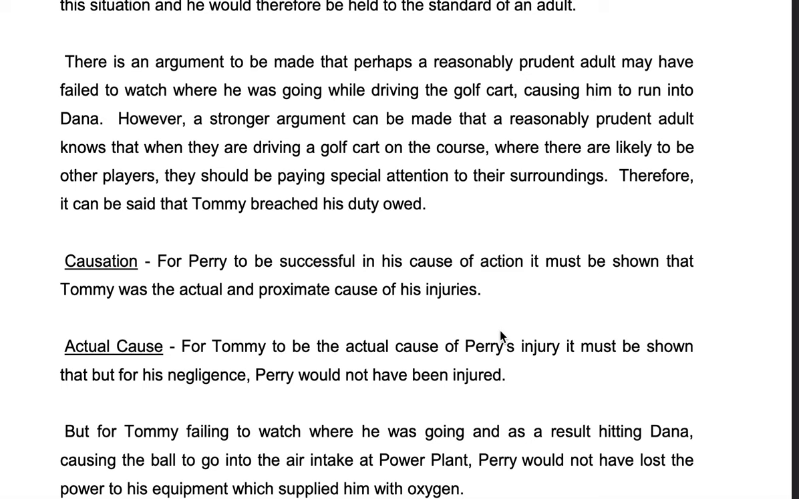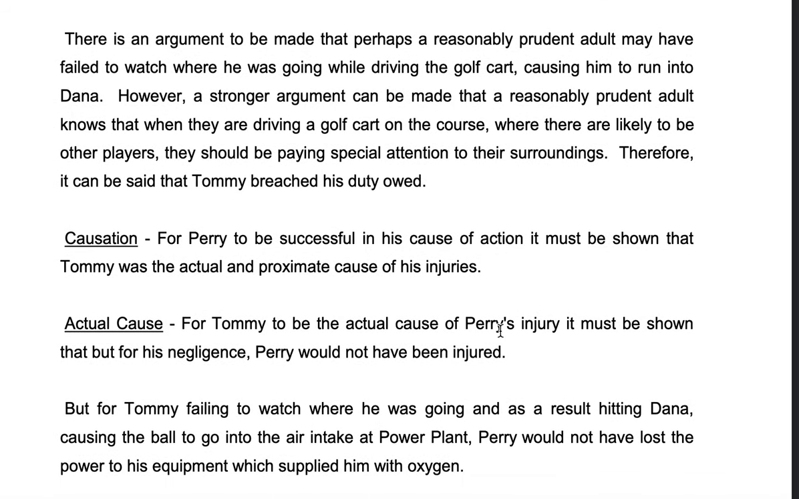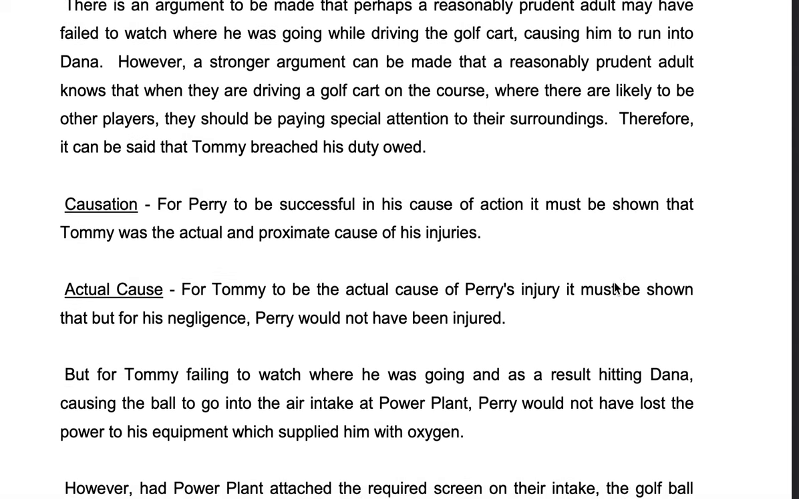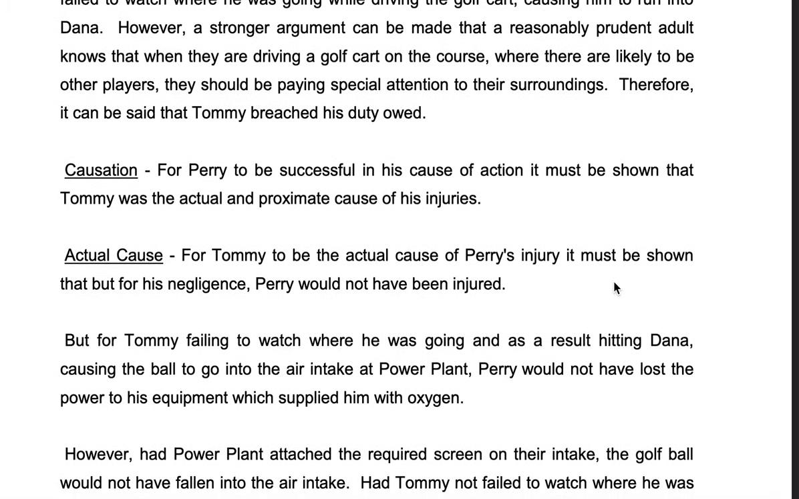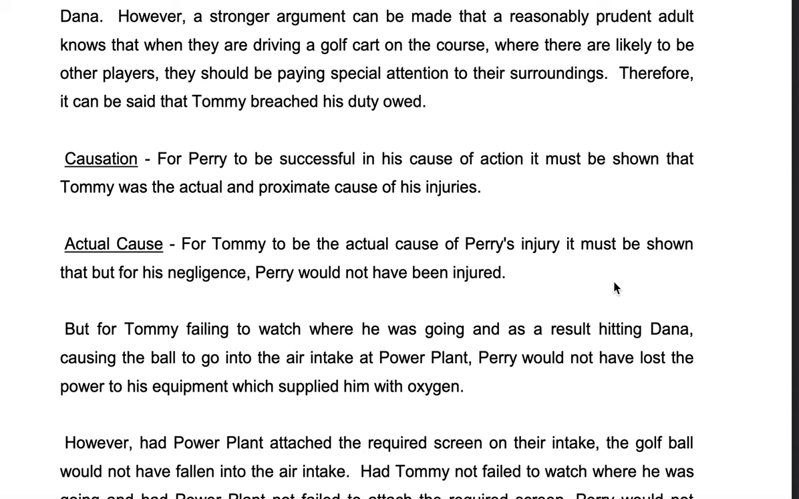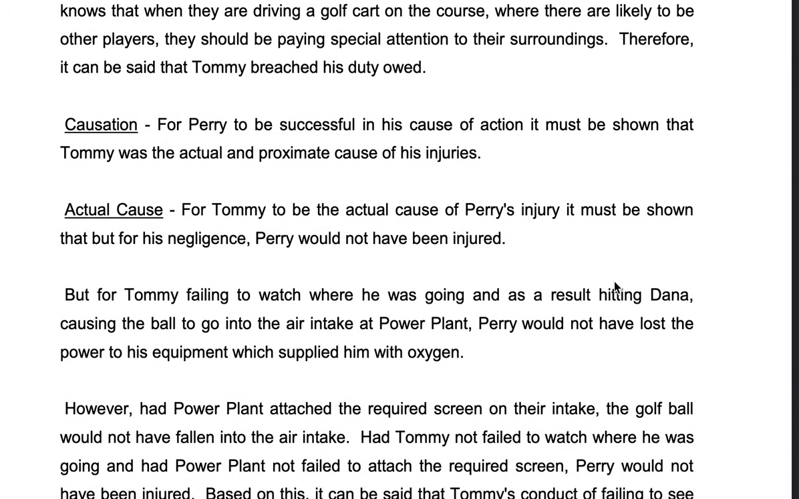There is an argument to be made that perhaps a reasonably prudent adult may have failed to watch where he was going while driving the golf cart, causing him to run into danger. However, a stronger argument can be made that a reasonably prudent adult knows that when they're driving a golf cart on the course, where there are likely to be other players, they should be paying special attention to their surroundings. Therefore, it can be said that Tommy breached his duty owed.